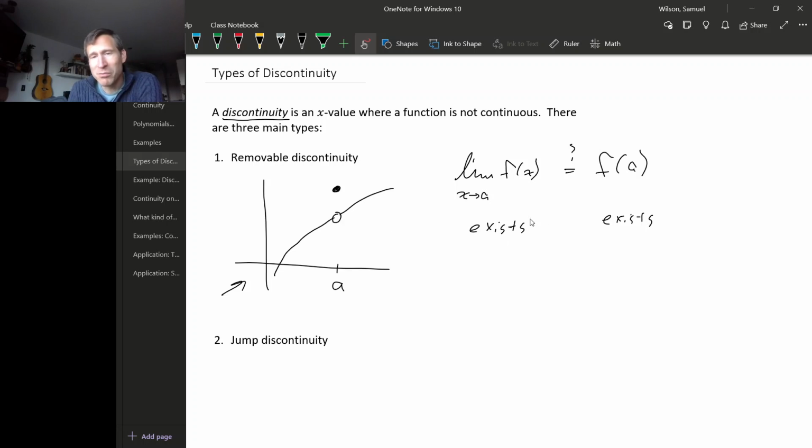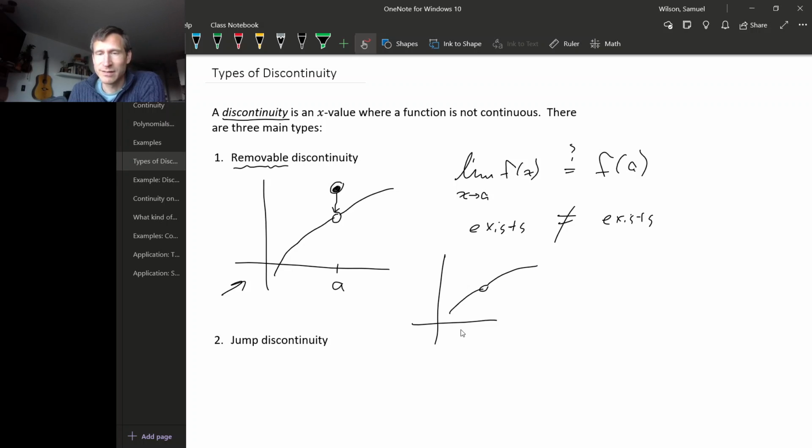But the problem is, the reason this is a discontinuity is because these two things, even though they both exist, they're both finite numbers, they aren't equal to each other. And that's what makes this a removable discontinuity. The reason it's called a removable discontinuity is because we could fix this discontinuity just by changing a single point on the graph.